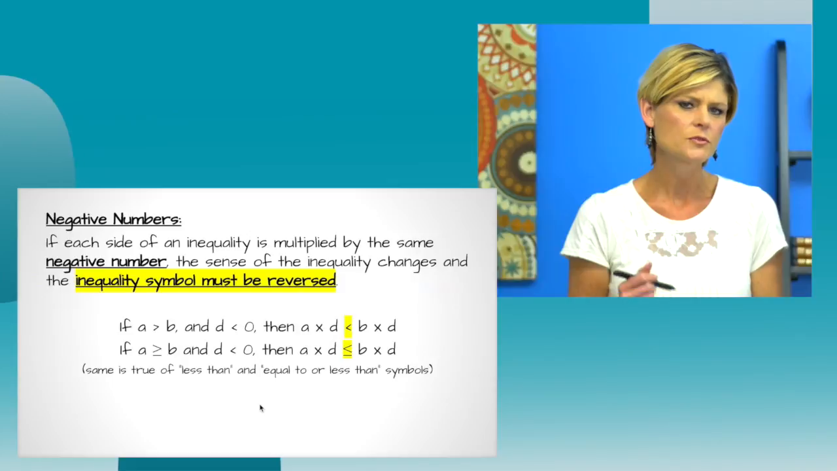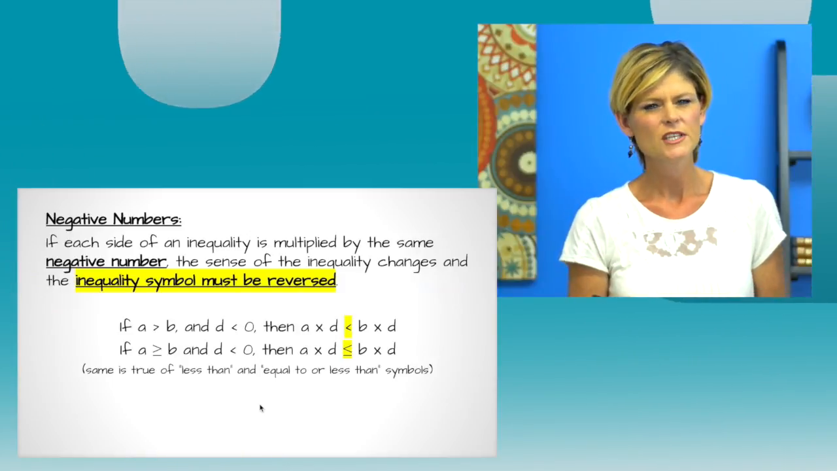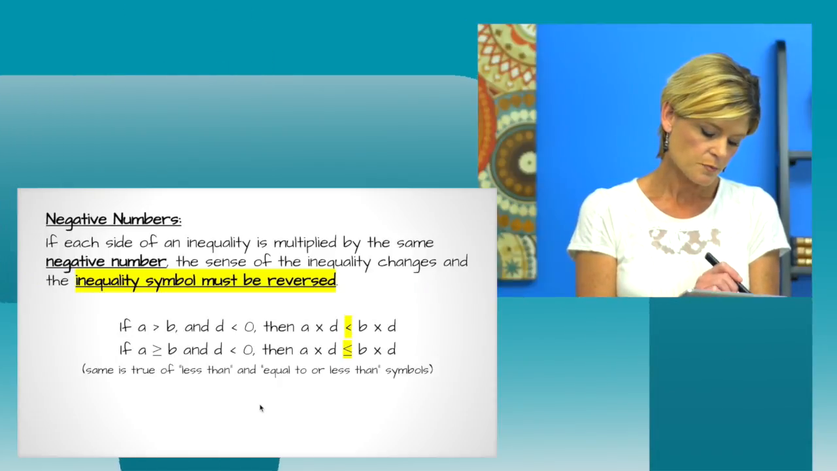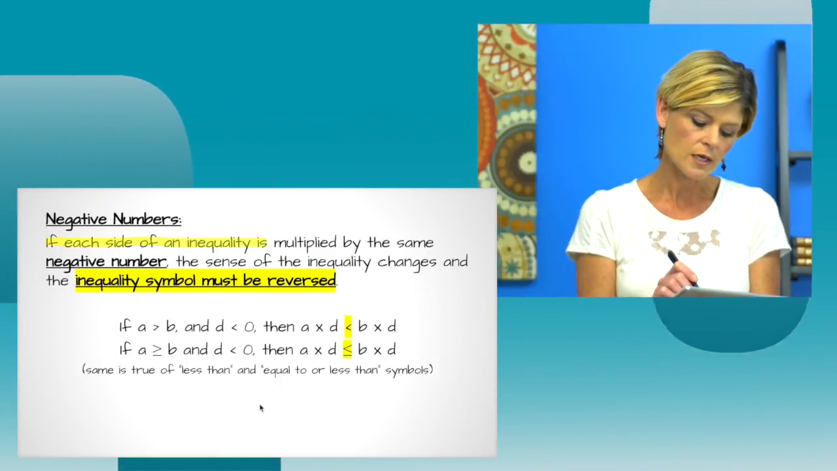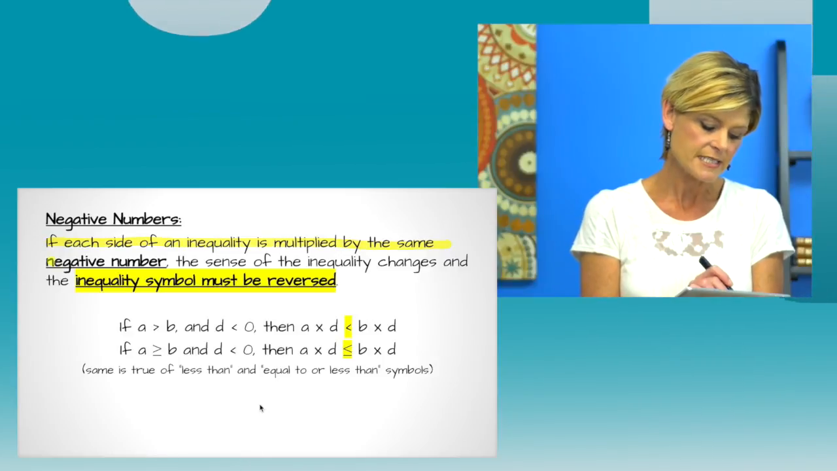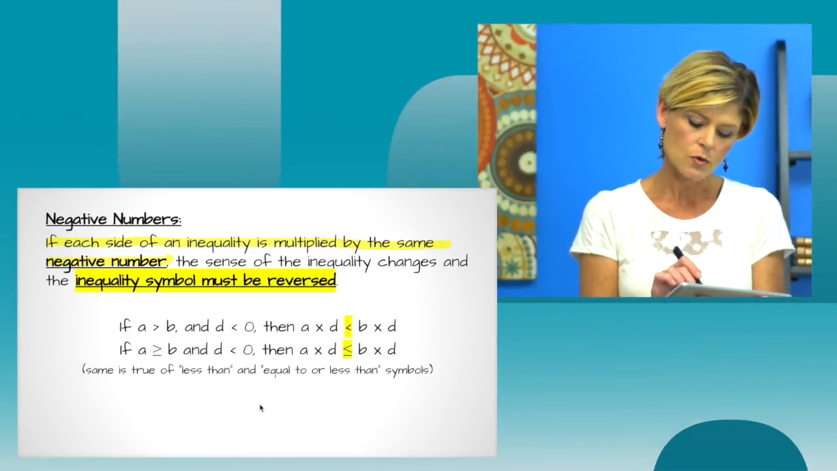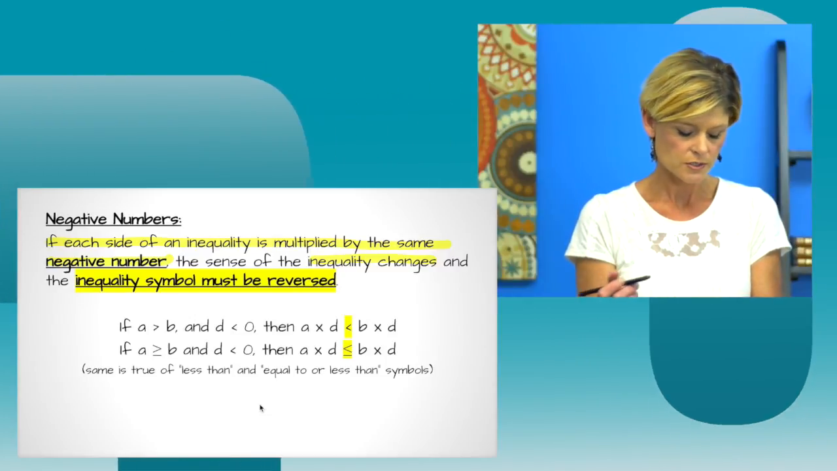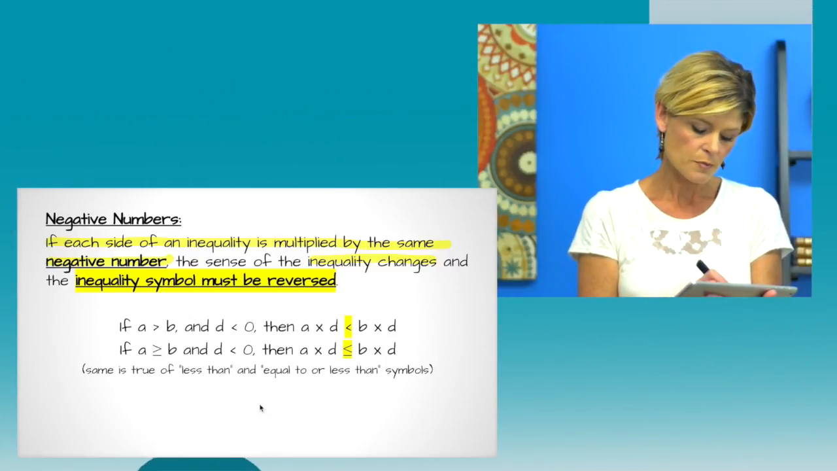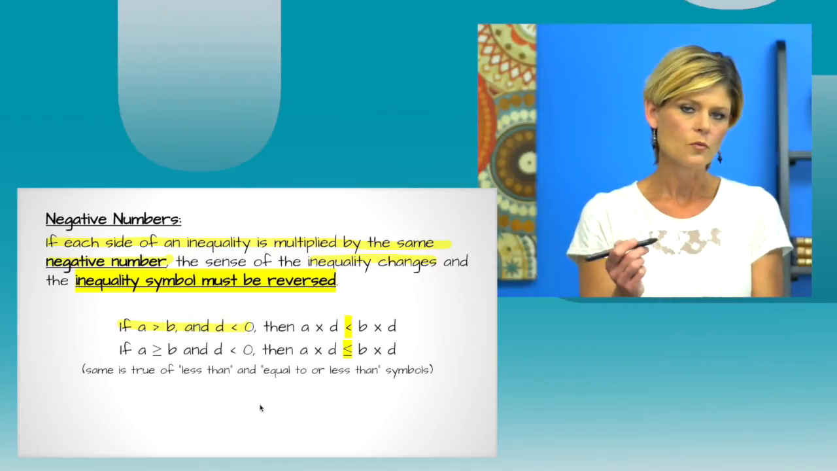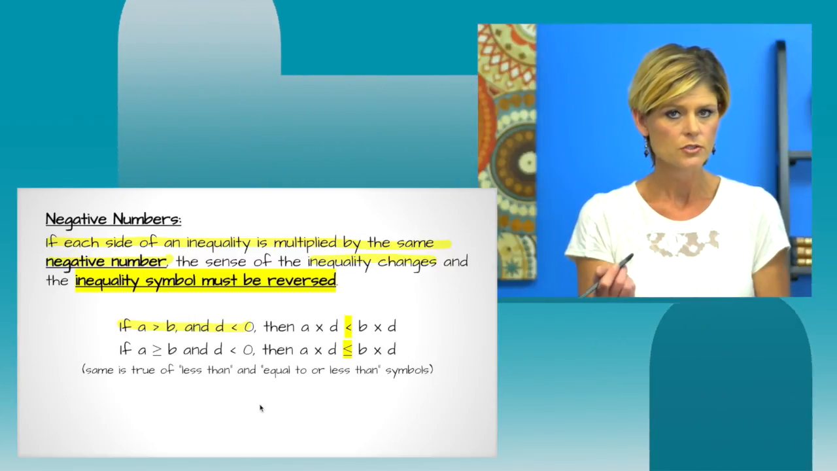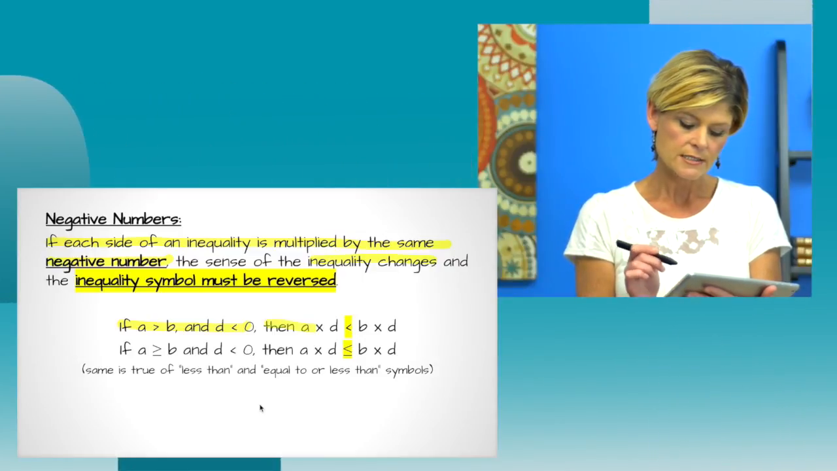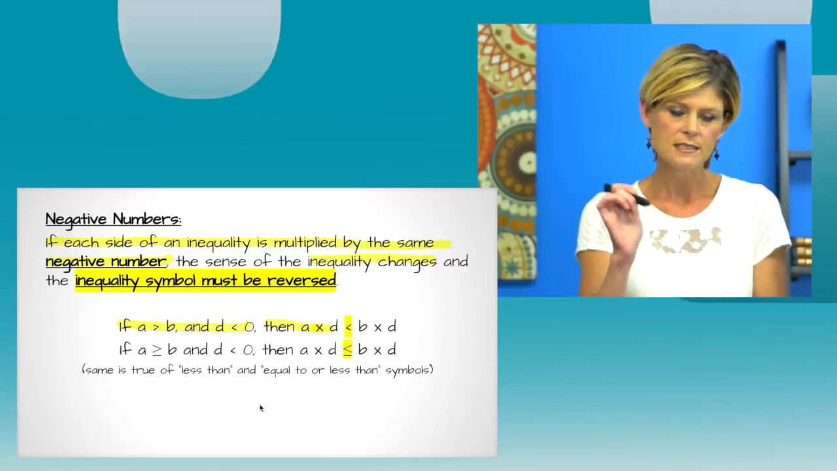Now, negative numbers, when we're multiplying, we talked about in the last video, it's a little bit different. This property tells us that if each side of an inequality is multiplied by the same negative number, the sense of the inequality changes, and the inequality symbol must be reversed. If A is greater than B and D is less than 0, meaning a negative number, then A times D will be less than B times D.